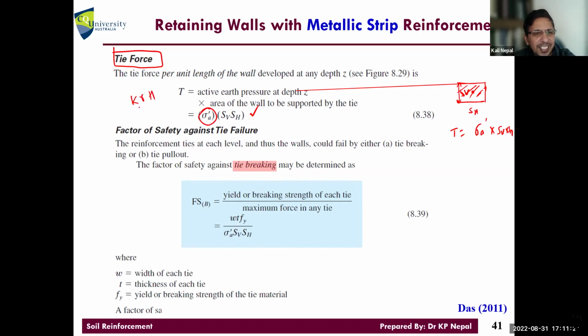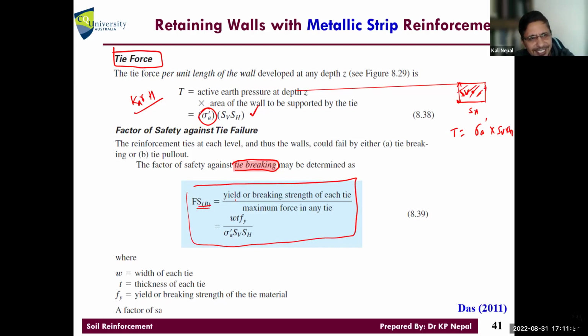That is calculated as Ka gamma H. We already know that from active earth pressure theory. Sometimes the tie can break, so this is the equation we use to check. A factor of safety is required. We can use this equation to check whether the tie will break or not.